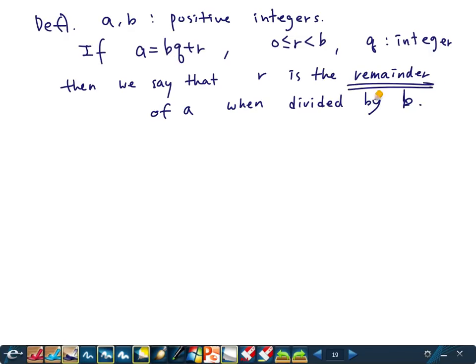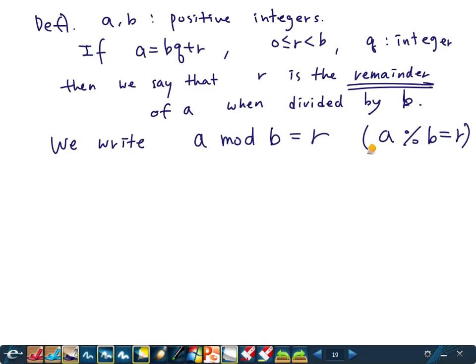We are interested in the remainder because it's important. And we write it this way: a mod b means the remainder, so it's going to be r in this case. In computer science, I mentioned that this is also written using the percent notation, but we will use this. a mod b means the remainder of a when a is divided by b. So it has to be a non-negative integer and has to be strictly less than b.